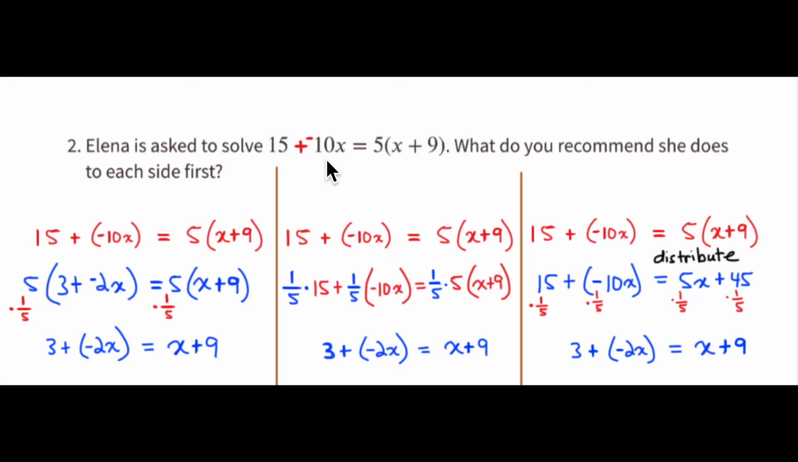1/5 of 15, 1/5 of a negative 10x equals x plus 9. 1/5 of 5 times x plus 9 is x plus 9. So either one of these. I probably would not factor out the 5. I probably would not use this approach.